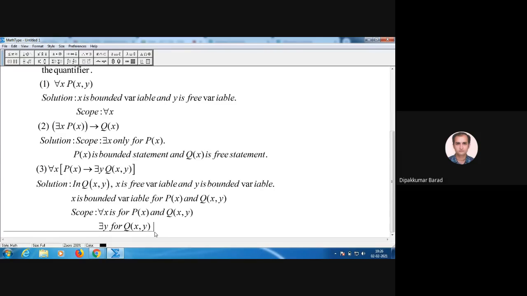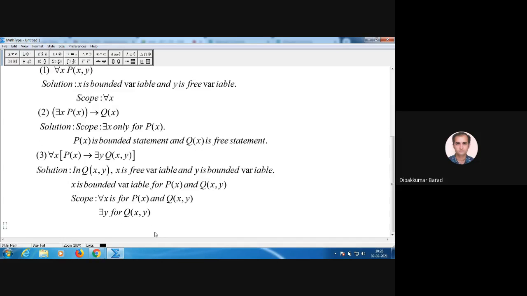Okay, so is it clear for everyone? Okay, fine. Now here, we are going to discuss universal instantiation. Okay, next topic is universal instantiation.